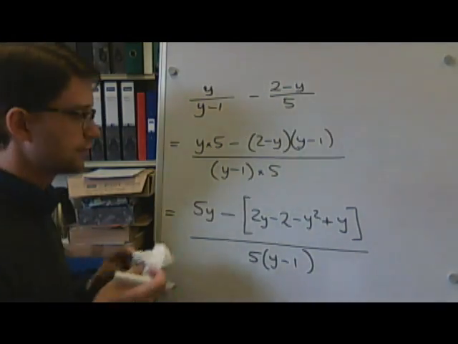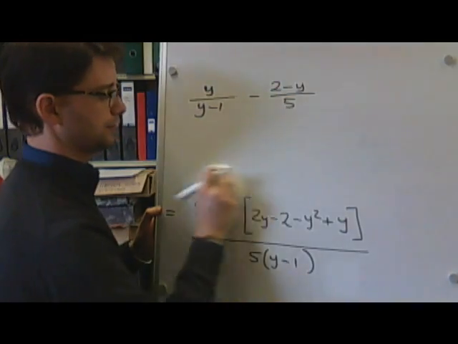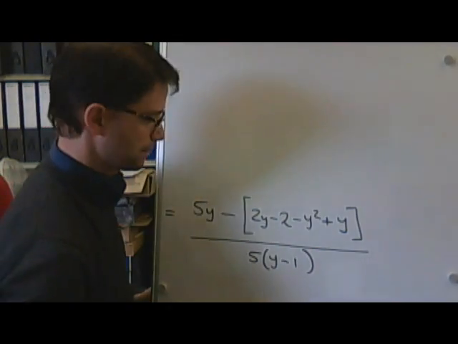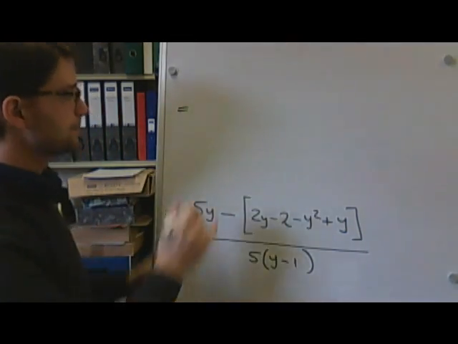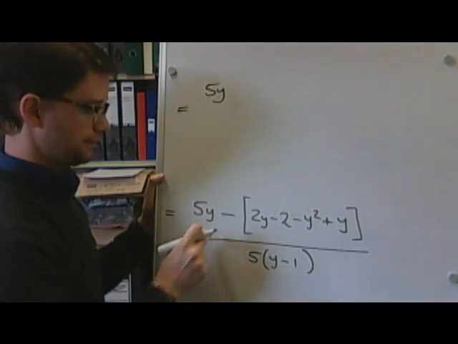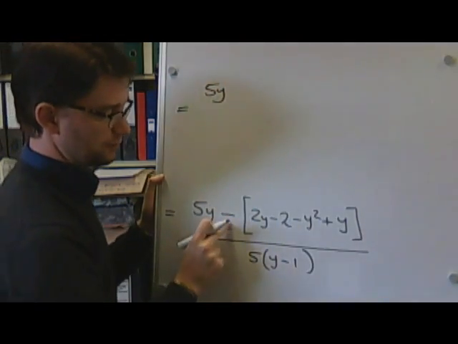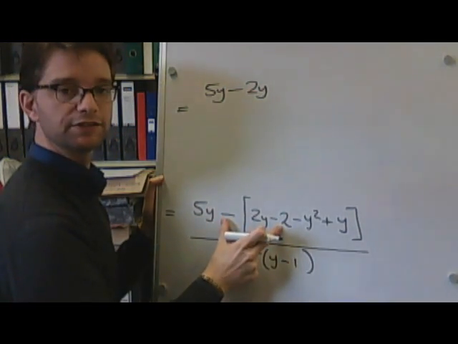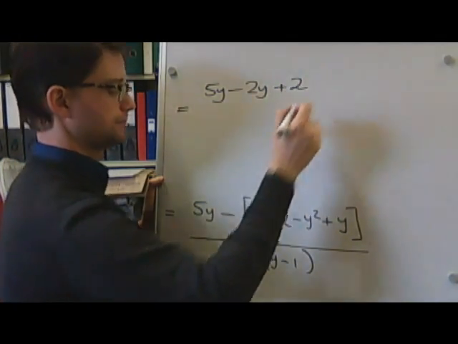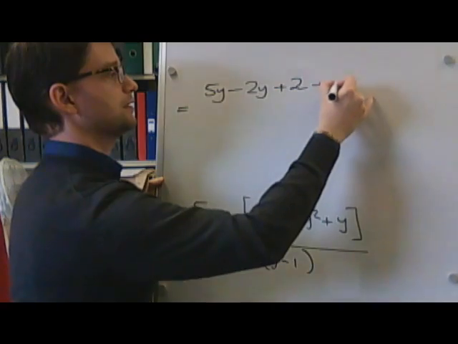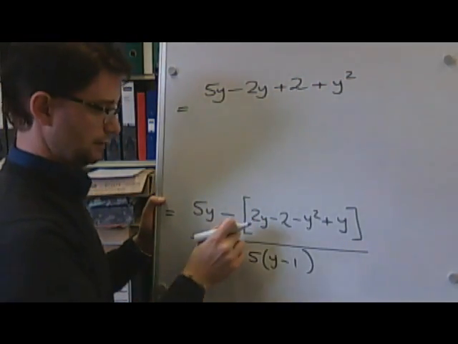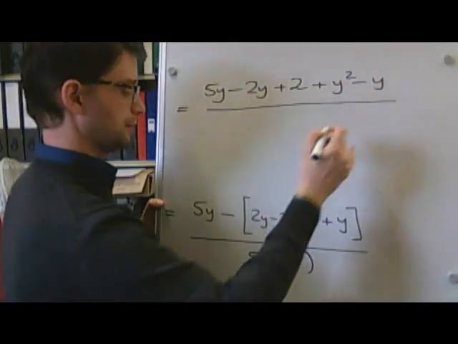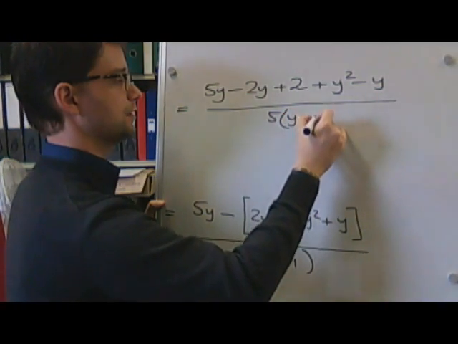I think for the sake of keeping all this on the video screen, I'll do it above. If you're copying this out or you're working it out, keep going down, okay? But for the sake of fitting it on the screen, I'm still going to have 5y, and then I'm going to take this minus sign into my bracket. So I've got minus 2y, minus 2 is plus 2, minus y squared is plus y squared, and minus plus y is minus y. I'm going to put all of that over this 5 into y minus 1.